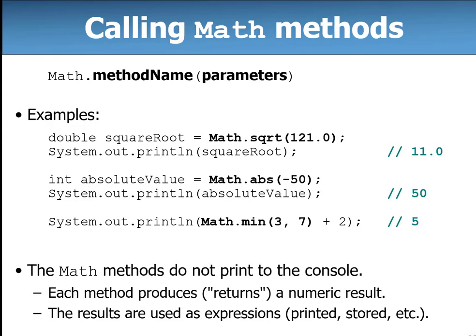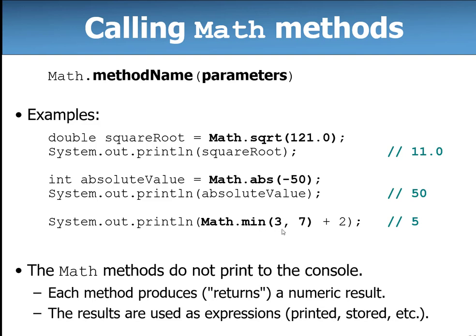If you need to use one of the Math methods, it's Math dot method name and the parameter. So here's some examples. Need to get the square root of 121. This will call the Math method, return a value, and store the value in square root, which is then output here. Absolute value of negative 50 returns a 50, which is stored in that variable and output here. Notice in this example, we're making the call without assigning it to a variable, but we're printing it out.